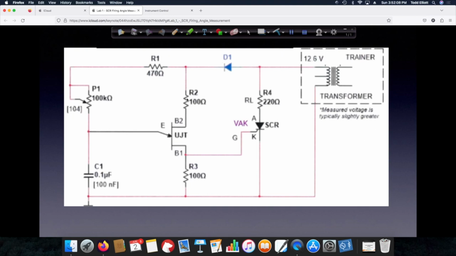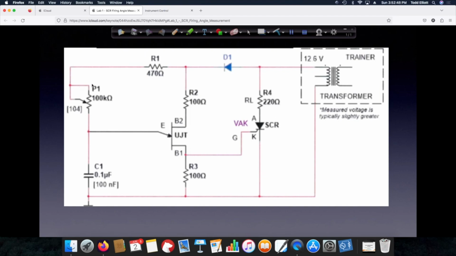Over here we have the UJT, with a 100 ohm resistor on both the base 2 and base 1 terminals. This is the emitter. Just a little note that the base terminals are not interchangeable, so they must be wired exactly how it's shown. Over here we have a fixed 470 ohm resistor. This is a 104 potentiometer, which is 100K, and by putting this jumper here from the wiper to the outside, then we're turning this into a rheostat, so we have variable resistance.